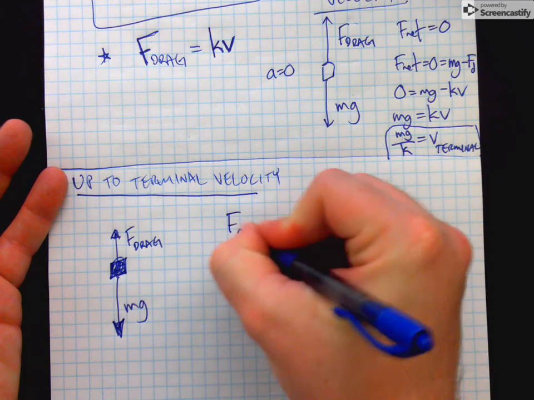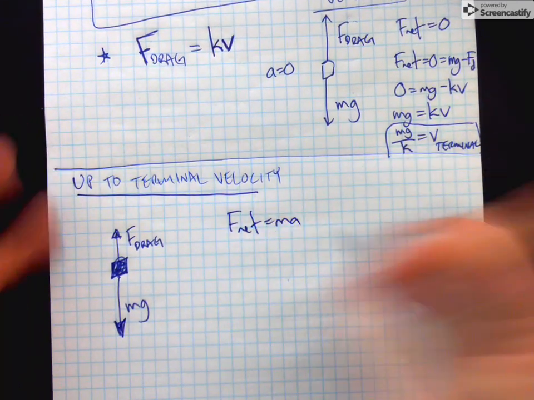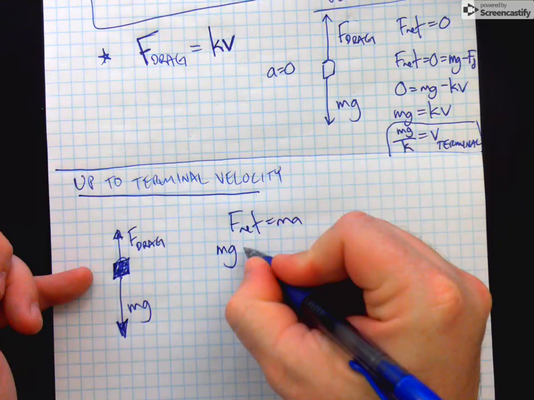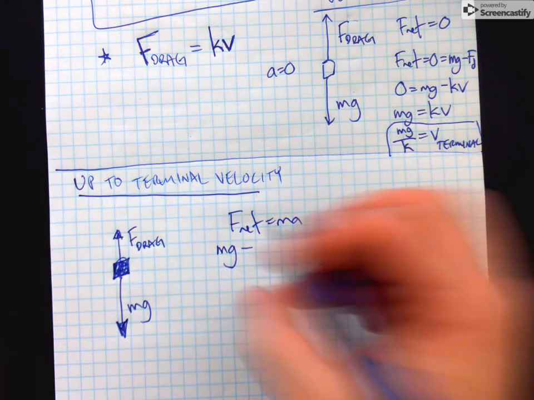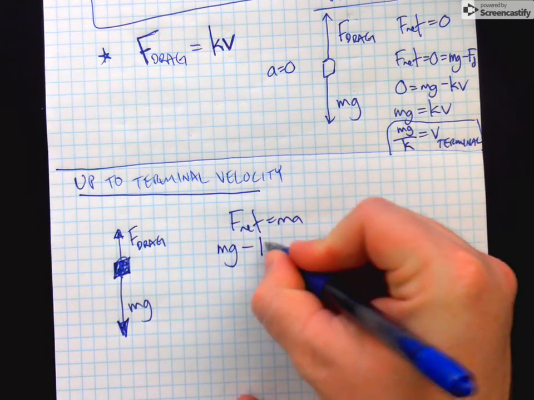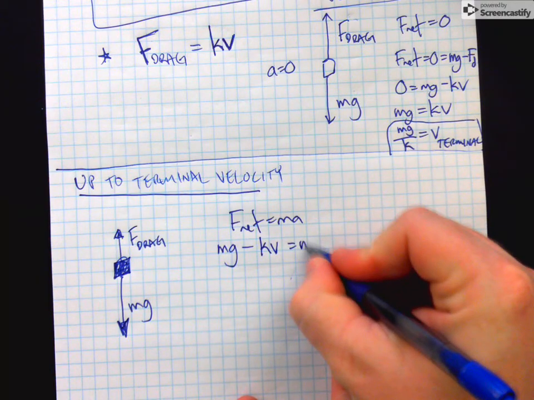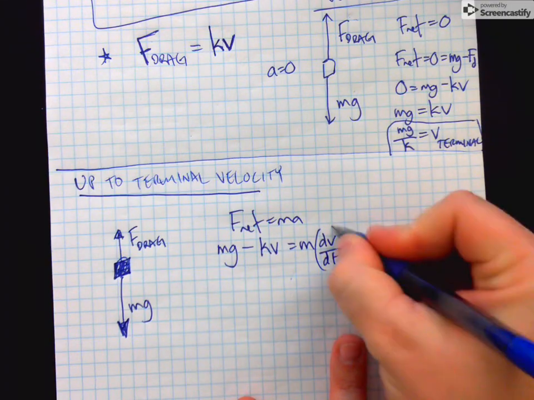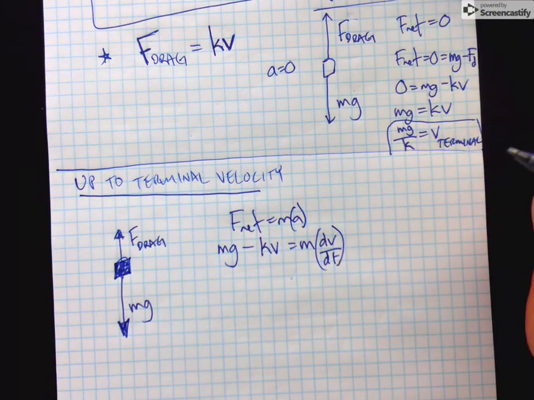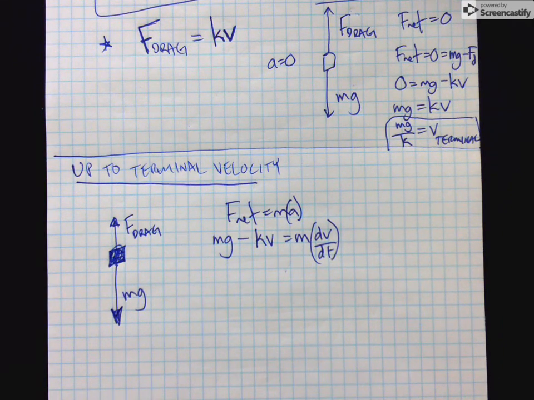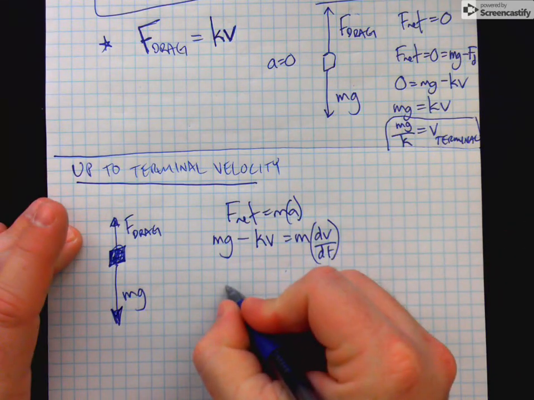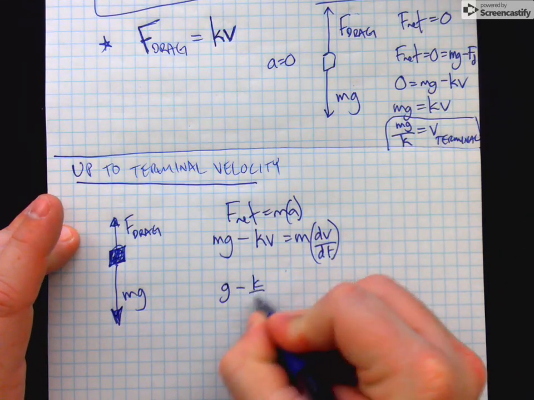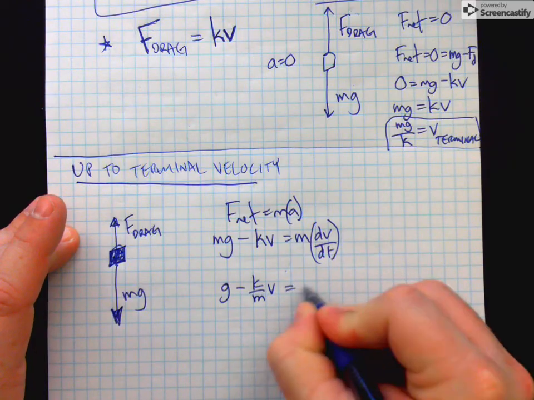F net equals ma. So as long as I'm still approaching terminal velocity, I have mg minus the drag force kv equals ma, so m dv/dt, because acceleration is the derivative of velocity. Now one of the tricks is to divide both sides by m, and so I end up with g minus k over m v equals dv/dt.